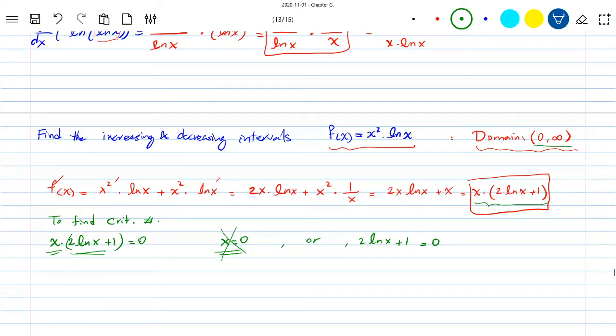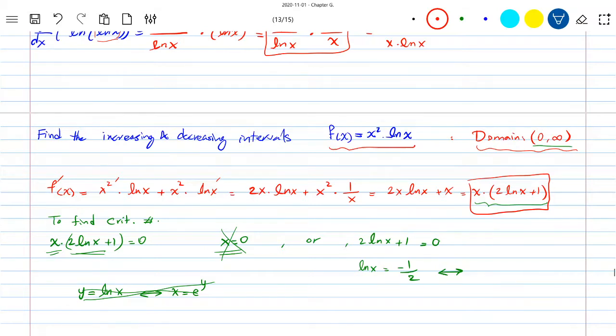How about the other one? 2 ln x plus 1 equals 0. That means ln x equals negative 1/2, if you subtract the 1 and divide by 2. So what is x? If you're looking for x, you can always write an exponential. What is the corresponding exponential? If you have y equals ln x, remember the corresponding exponential would be x equals e to the y. Or if you forget this relation, you always raise both sides to the inverse function.